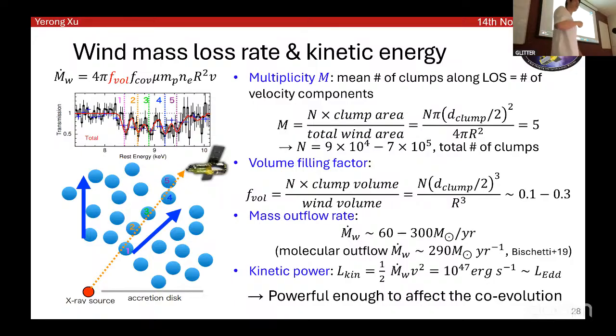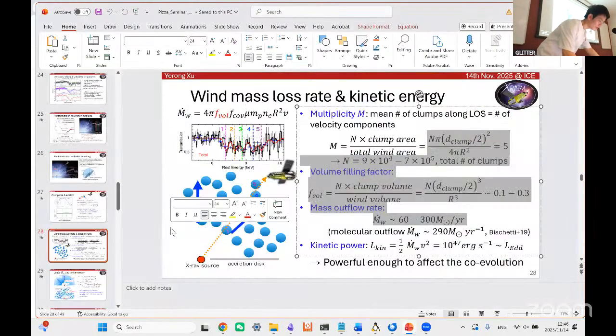Yeah, thanks for the very nice question, but I didn't show it here. First, the answer is we're still not quite sure, but we prefer the radiation-driven outflow. There are several pieces of evidence.